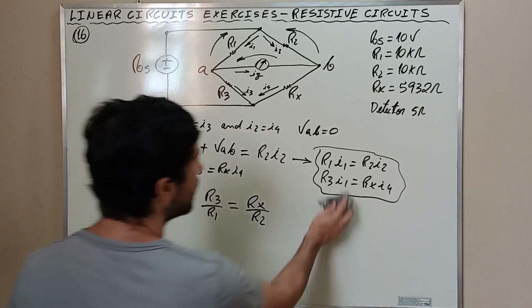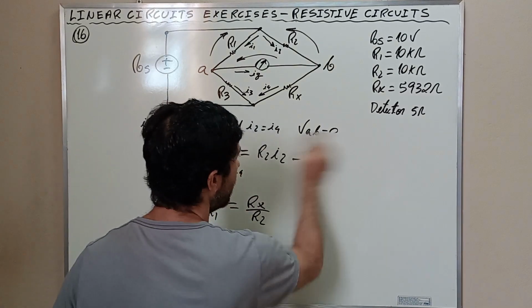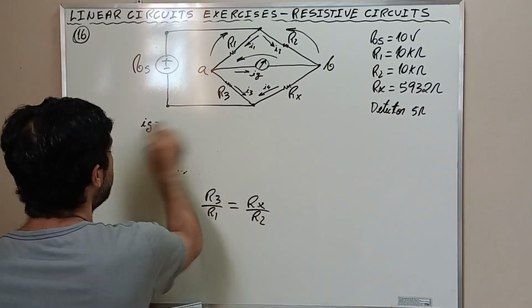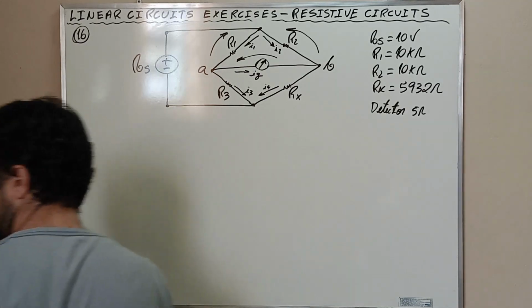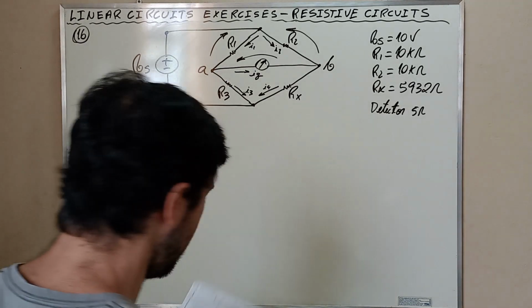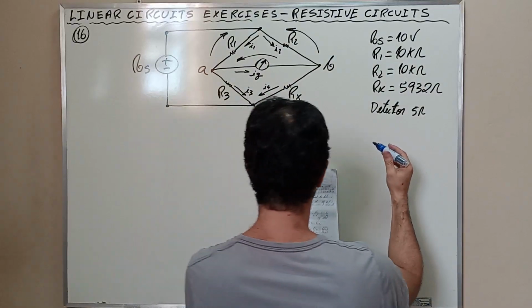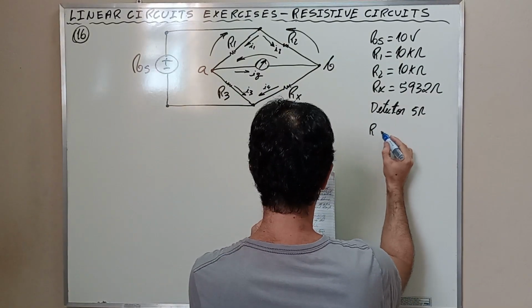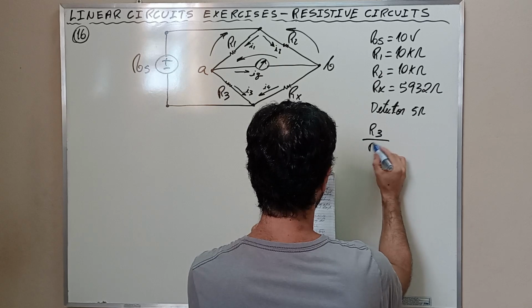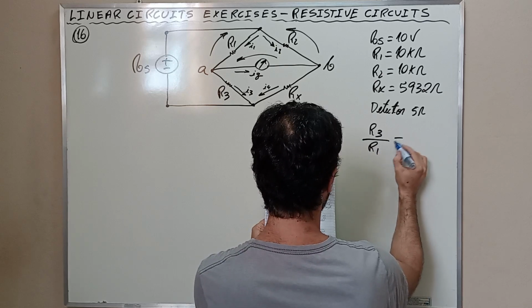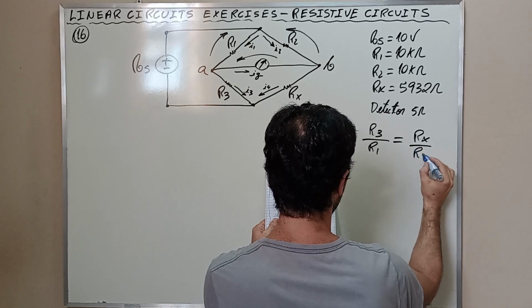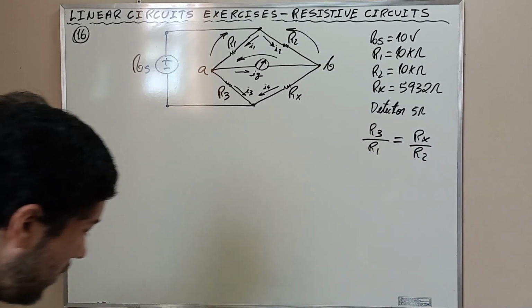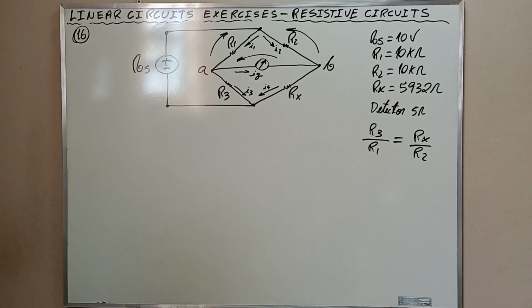I'm going to erase it here because we are going to write other things on the board, but we must save this last result because it is important, okay? When the bridge is balanced, we have this proportionality here, okay? This holds true, alright? And now let's go to letter A.